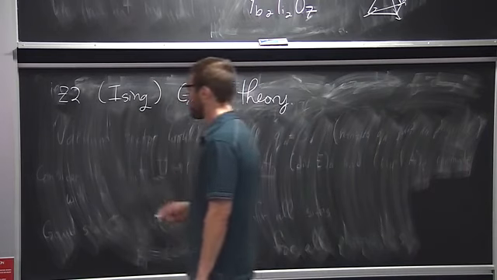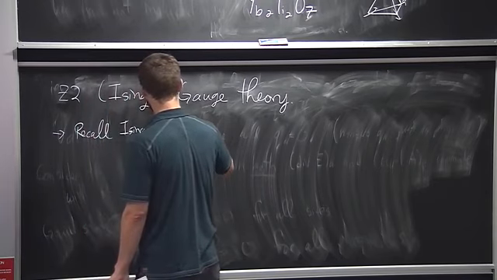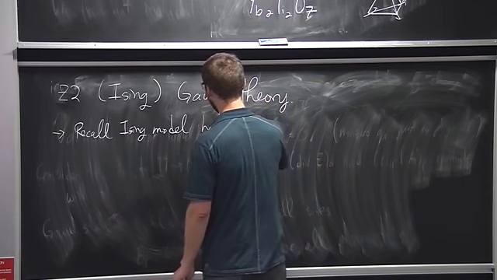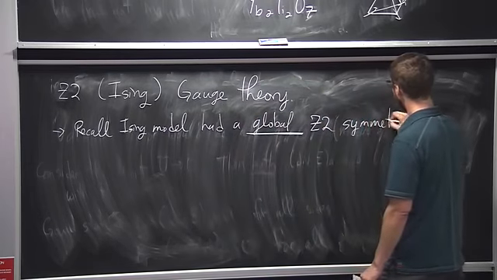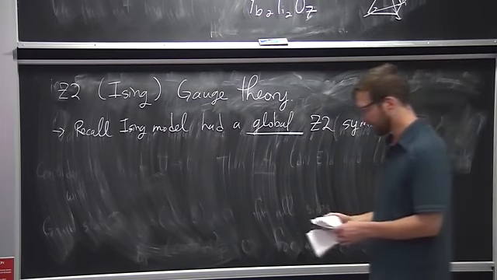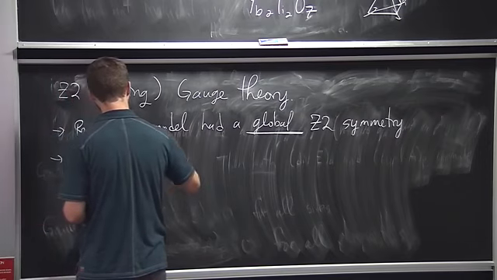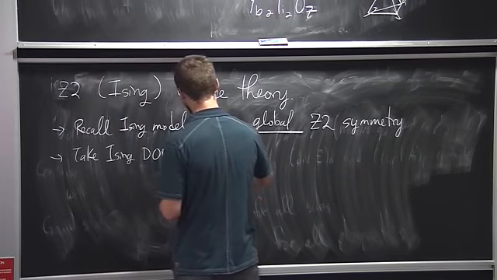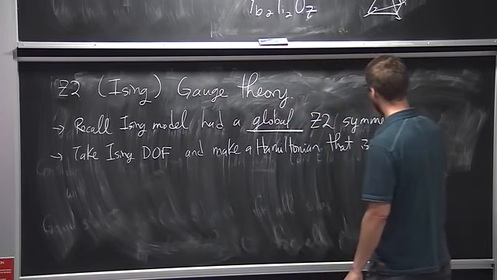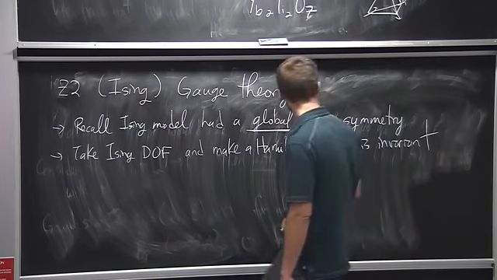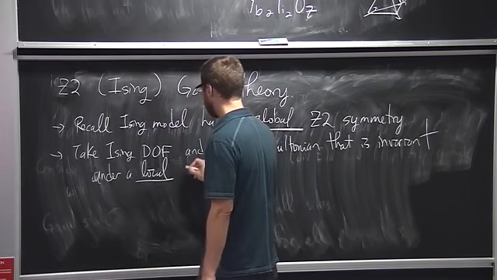So I want to make an Ising theory. Recall my Ising model has a global Z2 symmetry. For a gauge theory, I don't want a global symmetry. I want a local symmetry. Let's take the Ising degrees of freedom and make a Hamiltonian that's invariant under a local Z2 symmetry.